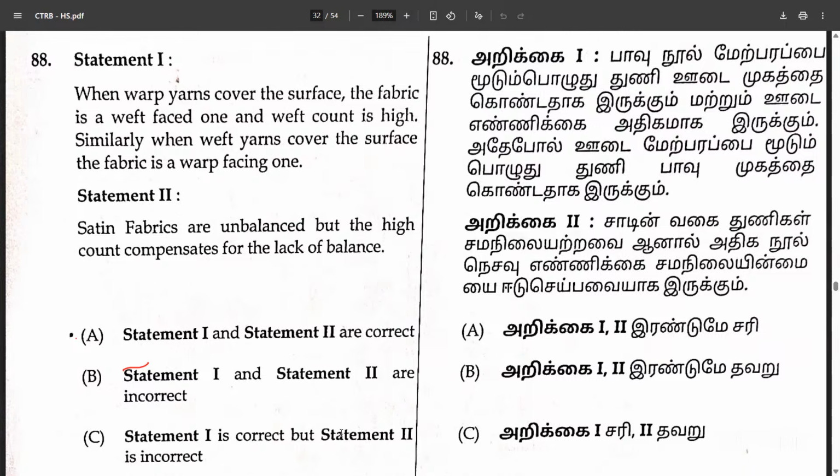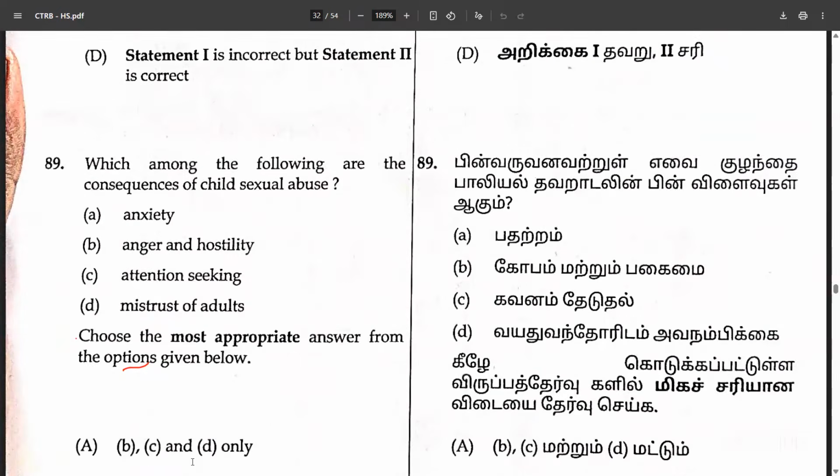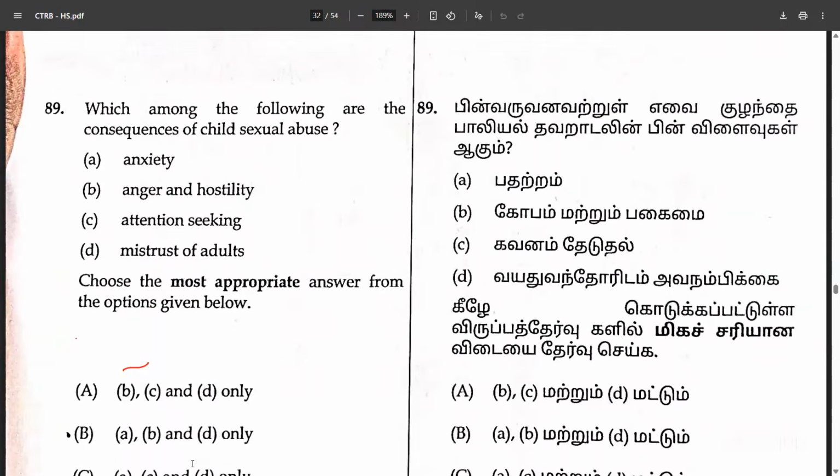Coming to the next question, that is the 89th question. Which among the following are the consequences of child sexual abuse? The options are anxiety, anger and hostility, attention seeking, and mistrust of adults. So here the correct answer will be B, that is ABD. Attention seeking will be eliminated; anxiety, anger, hostility, and mistrust of adults will be the correct code for your 89th question.